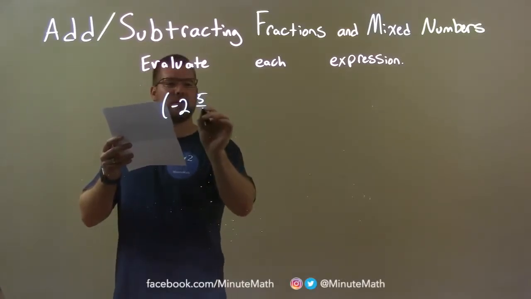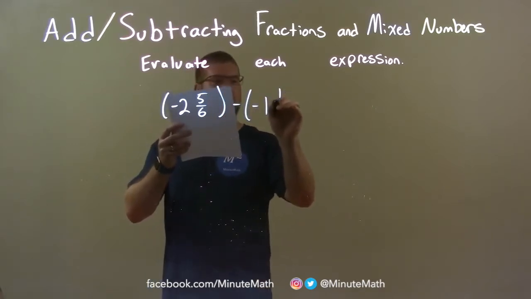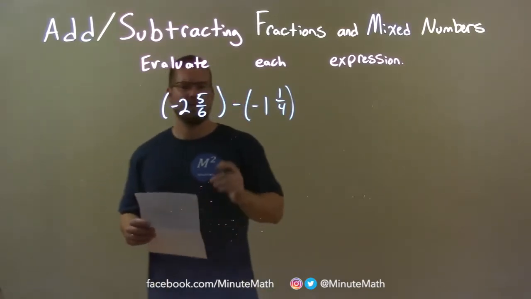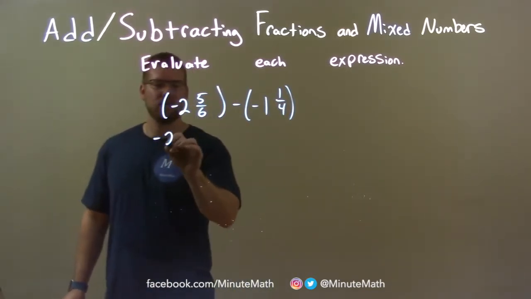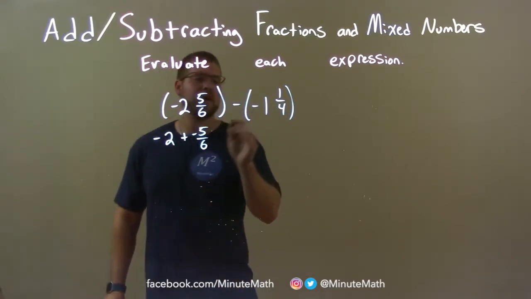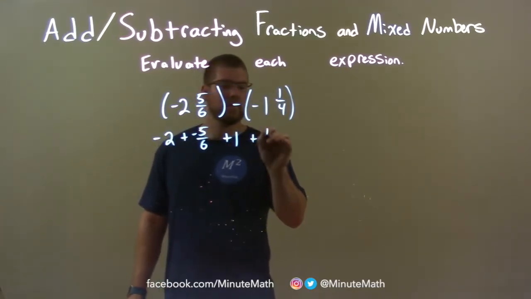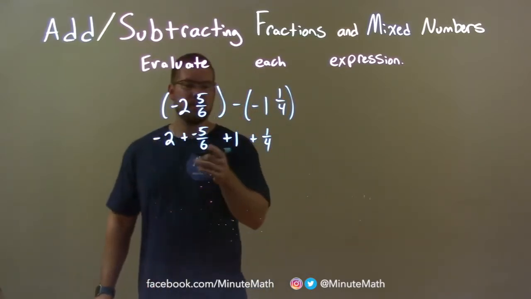-2 and 5/6 minus a -1 and 1/4. Okay. Well, what I'm going to do here is break this down to be a whole number and a fraction. So we have -2 plus a -5/6. And instead of subtracting a negative, same thing as adding a positive, we just have +1 and then plus the 1/4. Okay. So now we're going to add our whole numbers and our proper fractions.